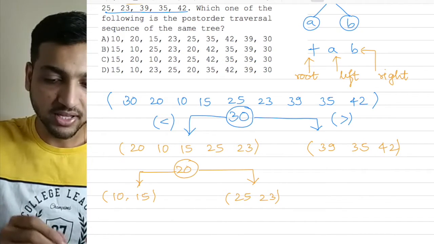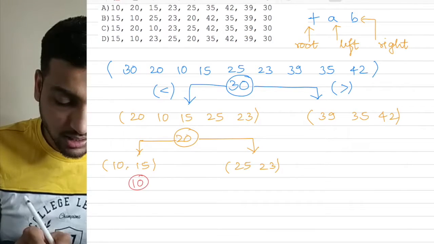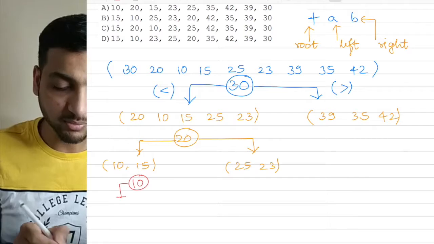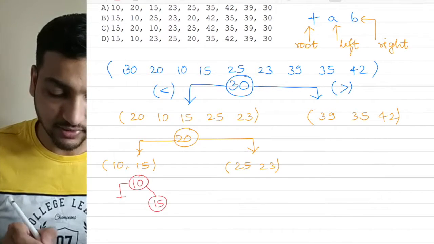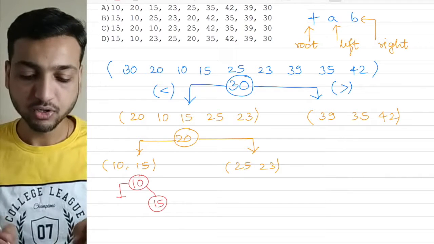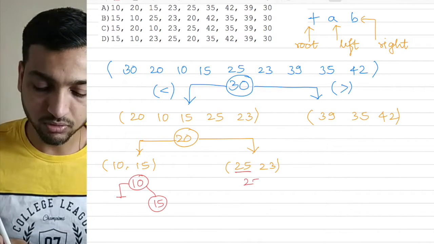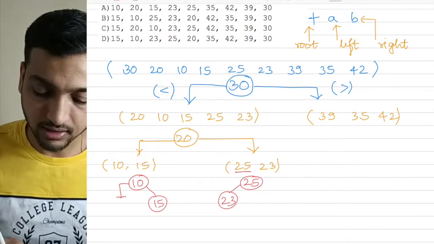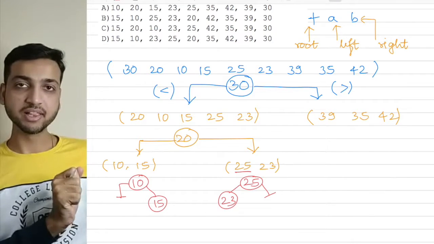So let's make a note of that. Let me use another color here. So 10 is going to be the root here. Now there is nothing smaller than 10, so its left subtree is going to be null, and 15 is greater. So I'm going to make 15 like this. Now here again, same, 25 is going to be my root. So 25 becomes the root, and smaller than 25 we have only 23, and there is nothing greater than 25. So that's going to be null. So this way I've completed my left subtree.